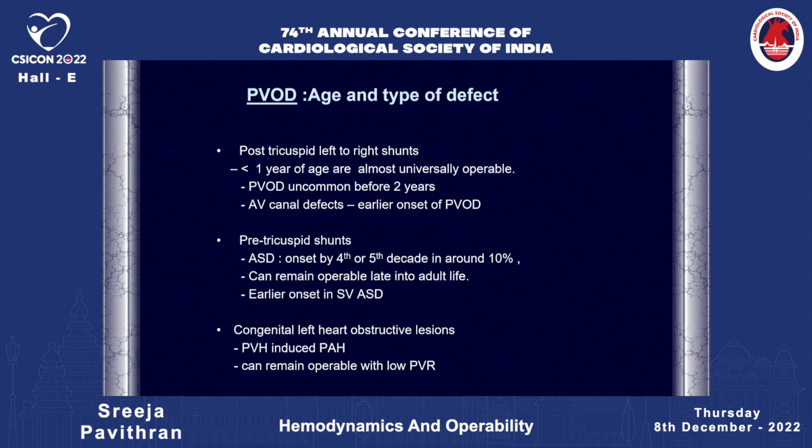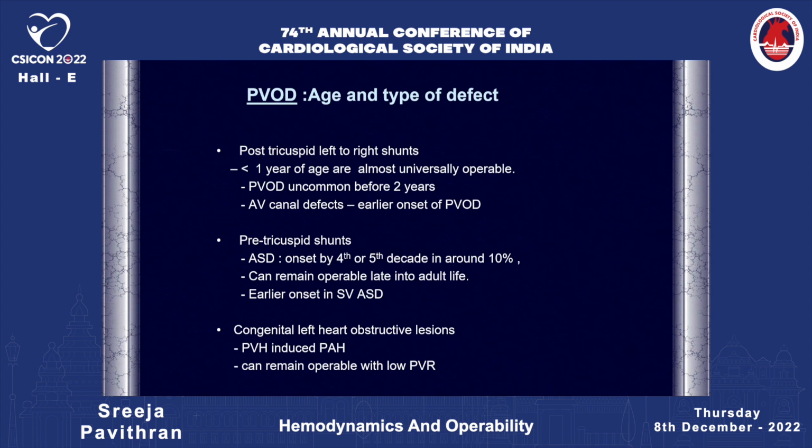So coming to the age and type of defect, the common post-tricuspid shunts like VSD, PDA, AV canal defect are all universally operable, almost, less than 1 year of age. And this PVOD is uncommon before 2 years of age. AV canal defects have an earlier onset of PAH compared to a simple VSD.